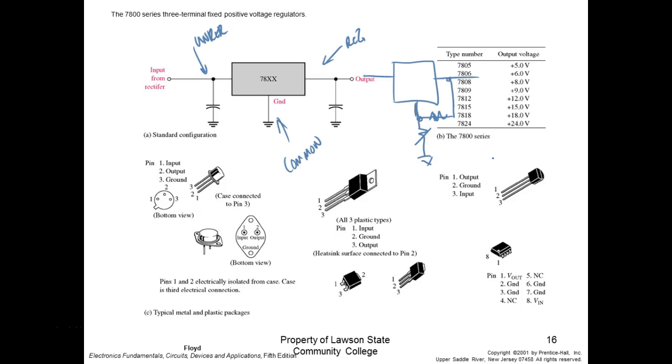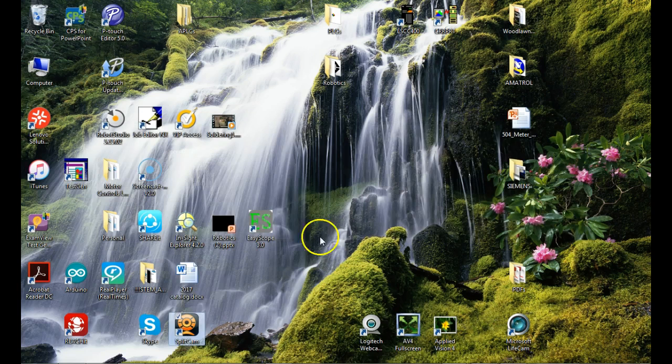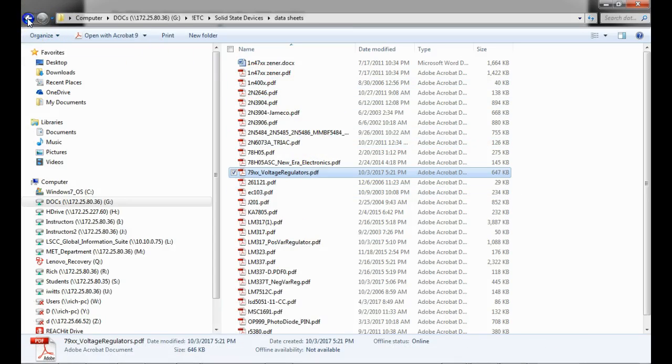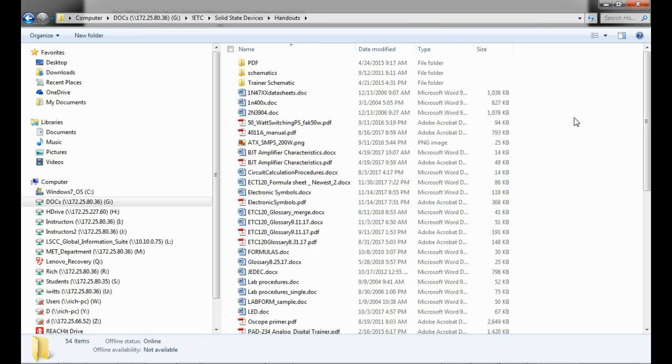So the fixed regulators, it's going to use the 7800 series or the 7900 series, right? And then it's going to use an LM, and I think we showed y'all the schematic for the trainer, didn't we? Okay, we call them fixed regulators, which means what? You can't vary the voltage. If you give it the right input, they will give you the right output.